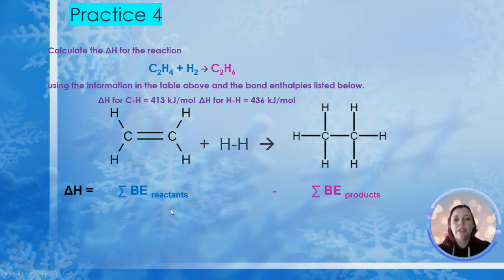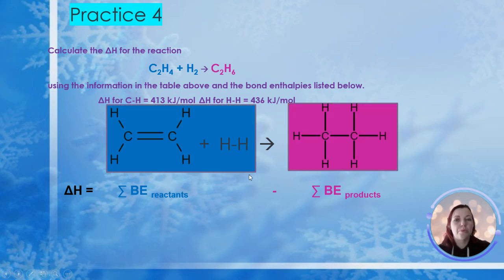Then we're going to do the bond energy of the reactants minus the products. Again, bonds broken minus bonds formed. So here are our reactants and here are our products. Now we can start to substitute by first thinking about the number and type of each bond. In the reactants, we've got 1, 2, 3, 4 carbon-hydrogen single bonds, 1 carbon-carbon double bond, and 1 hydrogen-hydrogen single bond. Also recognize we do not have coefficients here, but if we did, we would need to take those into consideration as well.